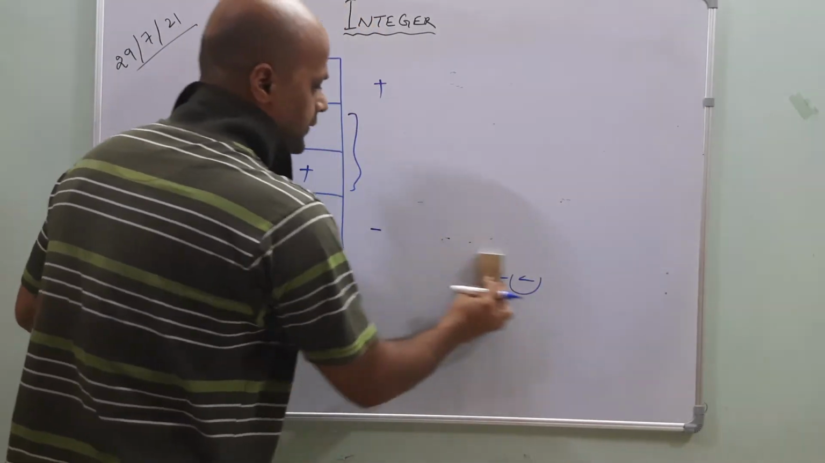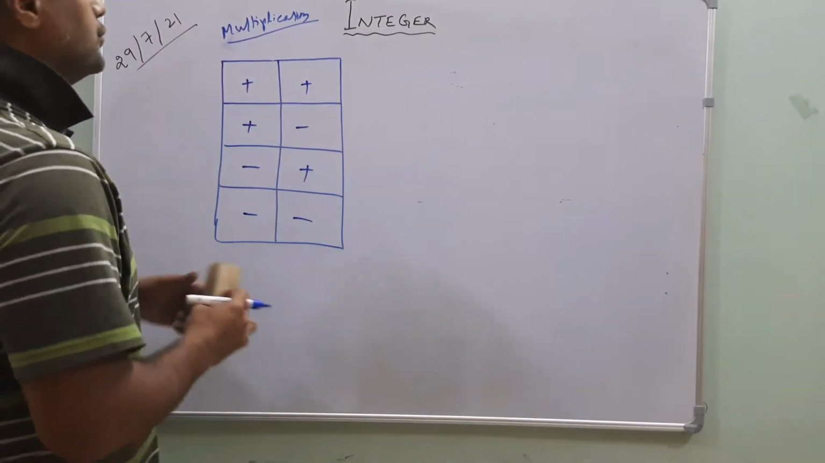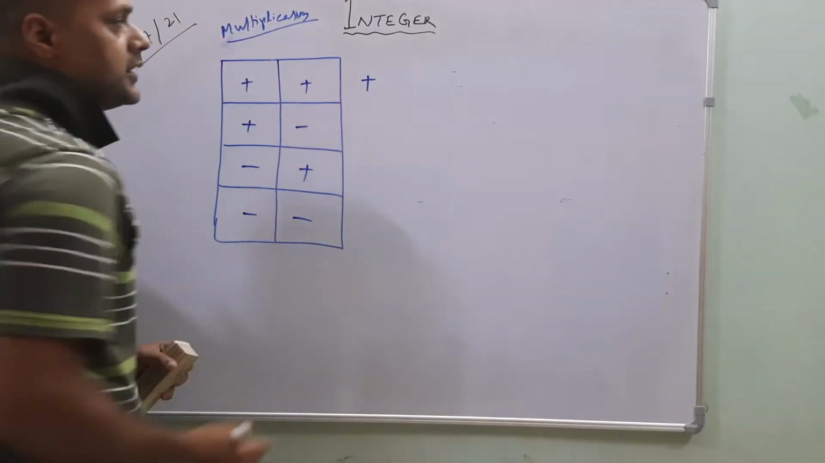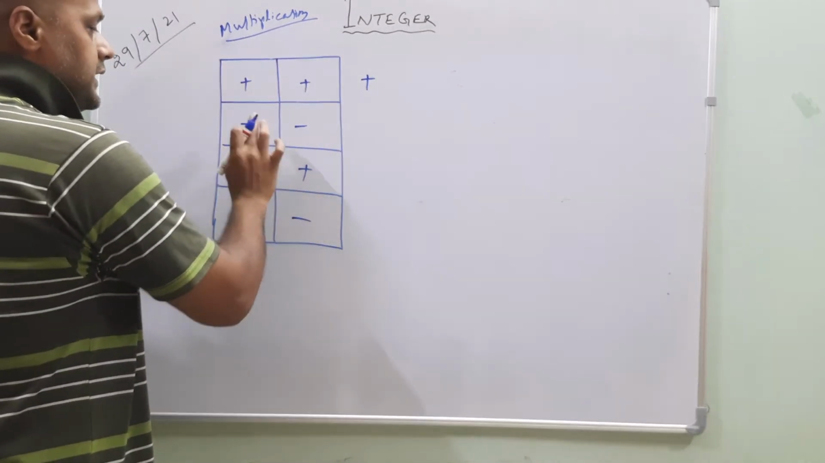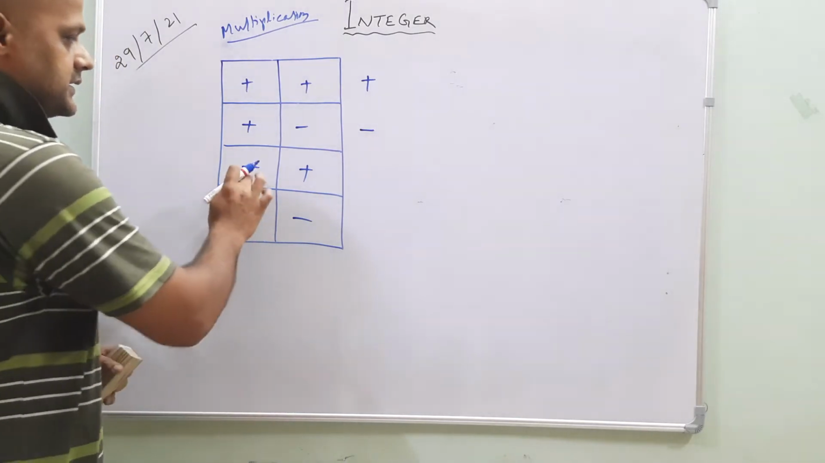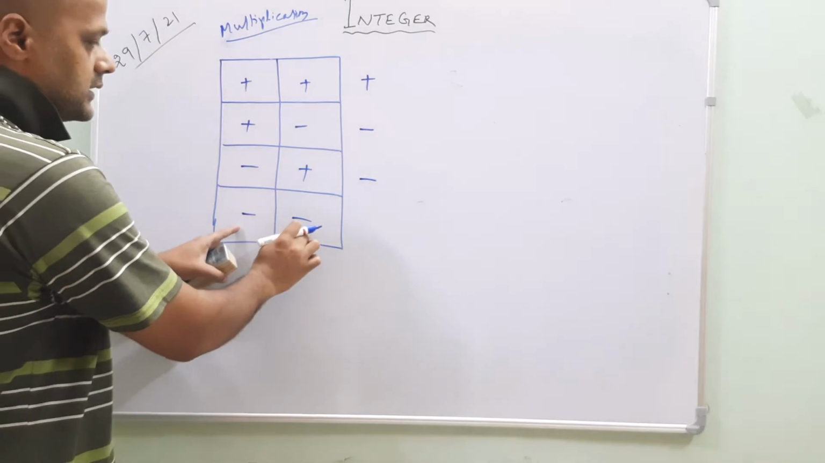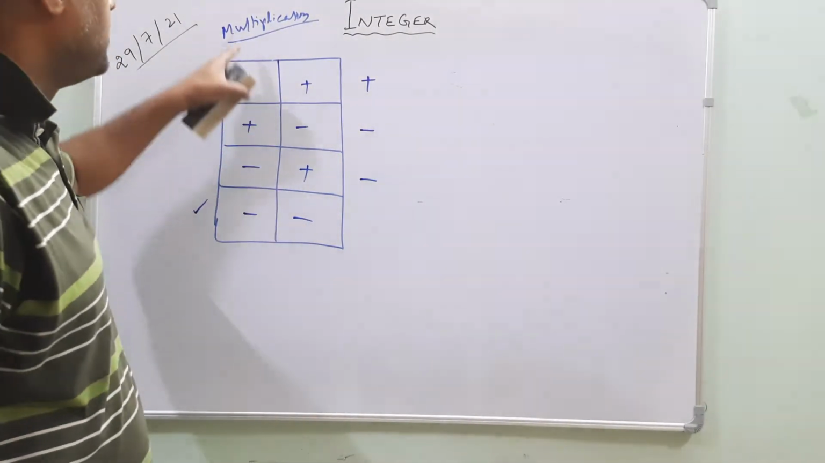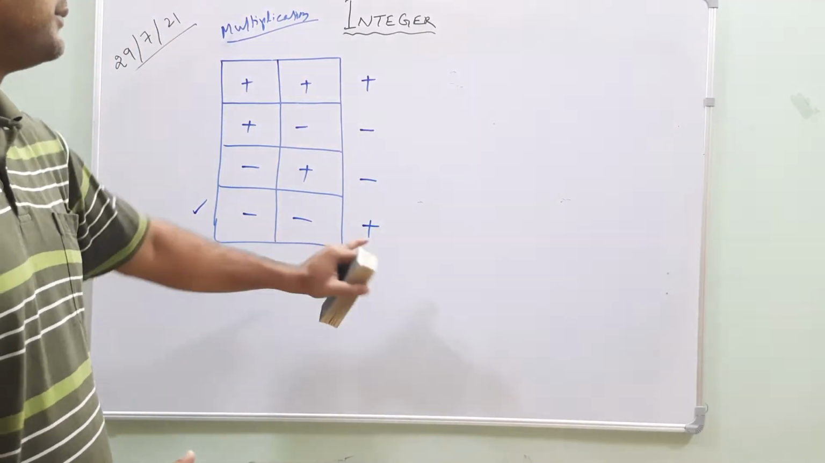Now come to the second one. If two positive integers are multiplied with each other, the answer will come plus. If two integers have one plus and one minus, then the minus sign will come here. Same here: one plus and one minus, then in the case of multiplication, minus will come. But here the important thing is that if two negative integers are multiplied with each other, then the result will come as plus. Remember this one.